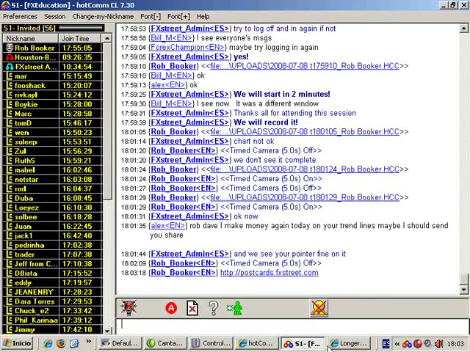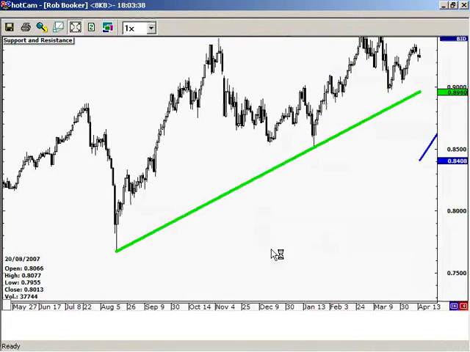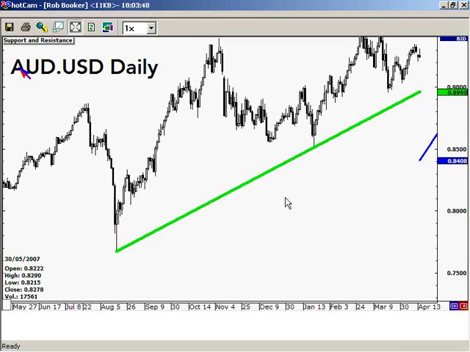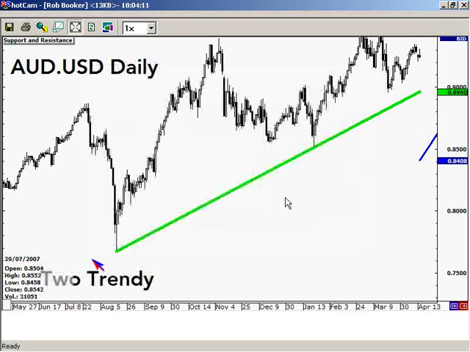All right, so it'll take me a moment to share my chart here. Just be patient. You should be looking at the Australian dollar to the US dollar daily chart. The reason I pull this up first is we're about to have a spectacular time talking about the Two Trendy Grand Canyon trade. We use two trend lines, and we take trades based on these two trend lines.